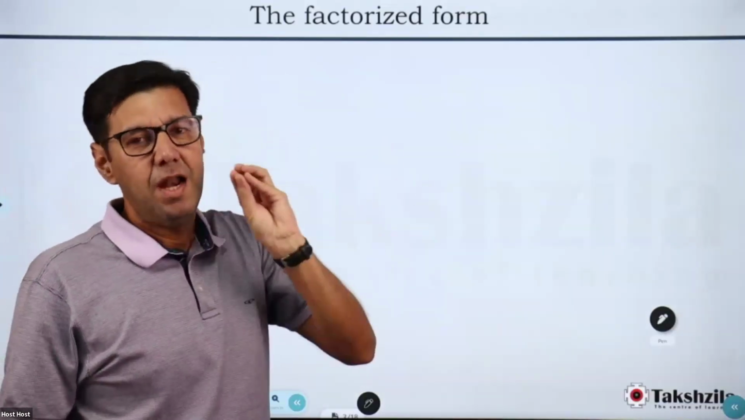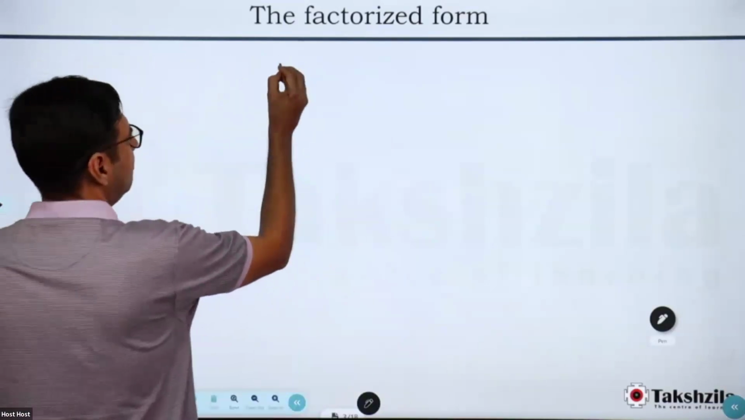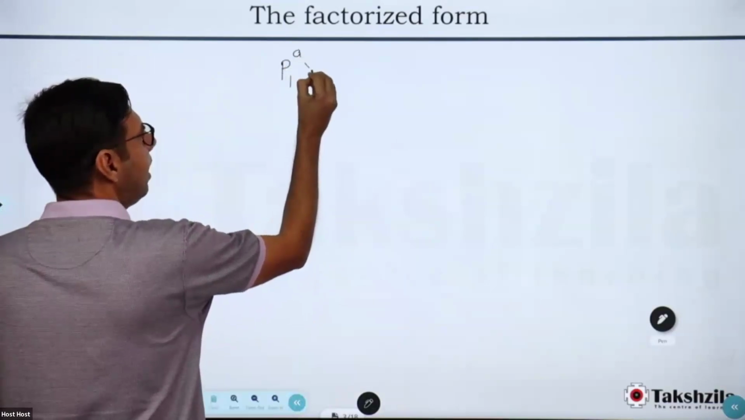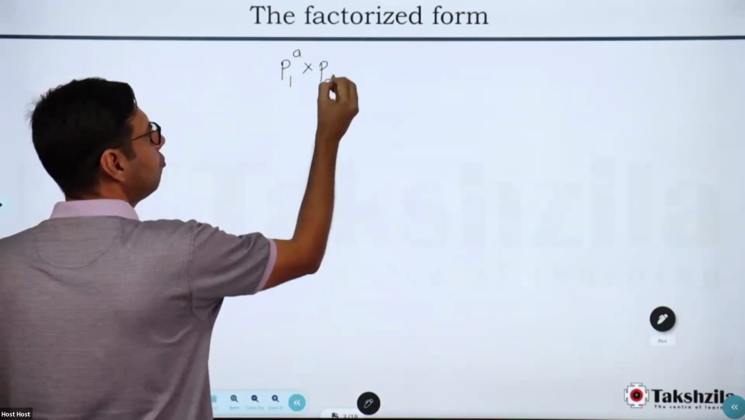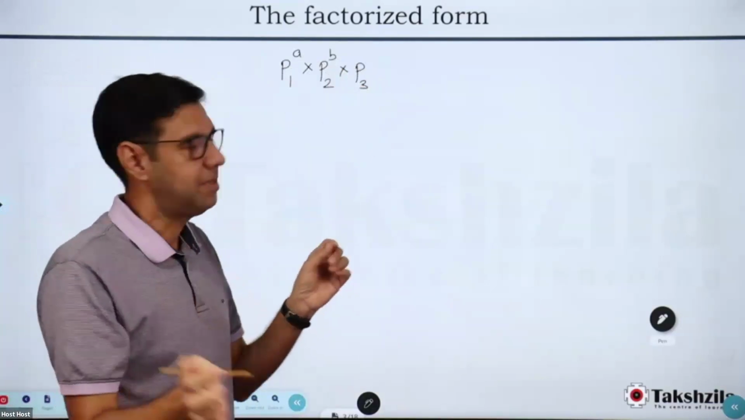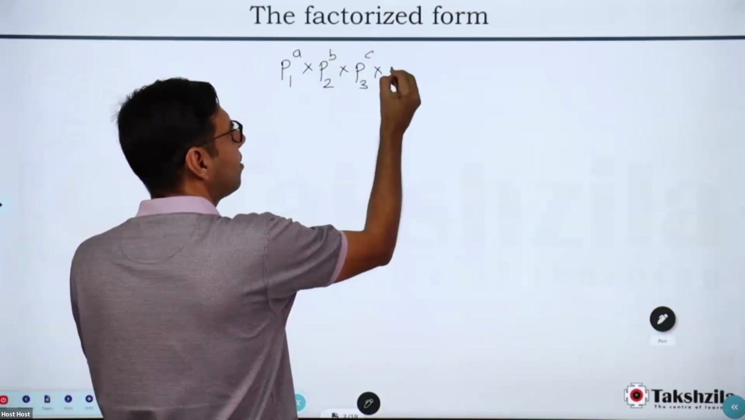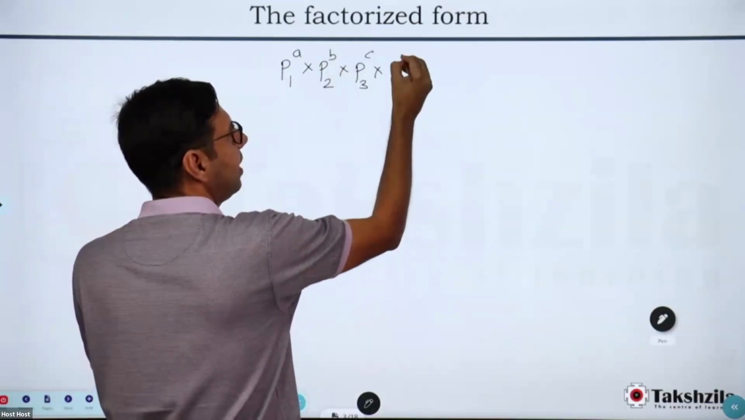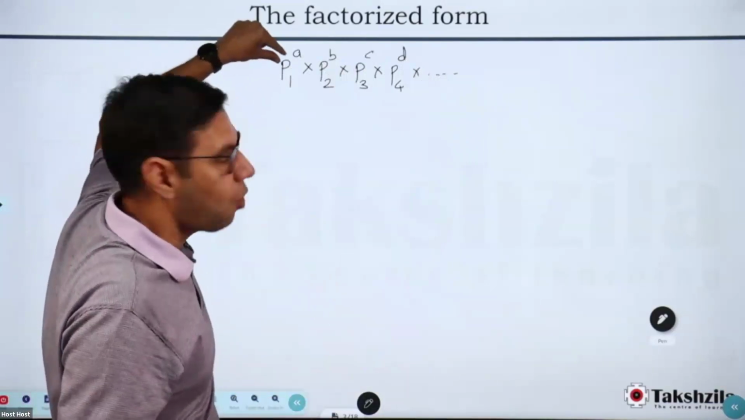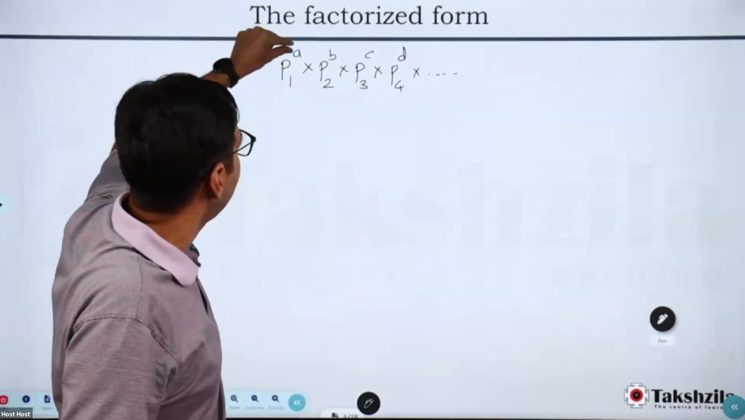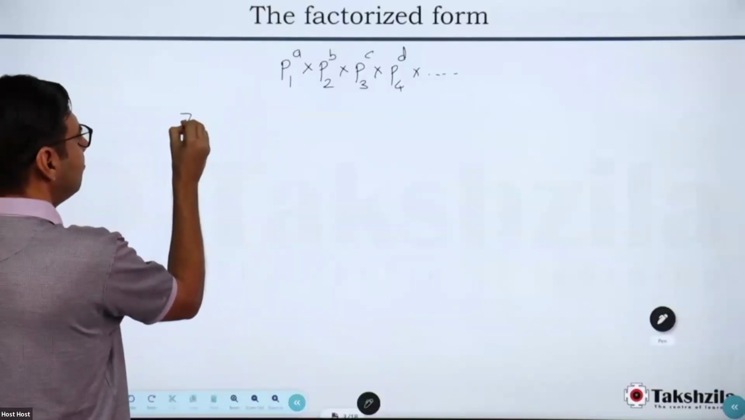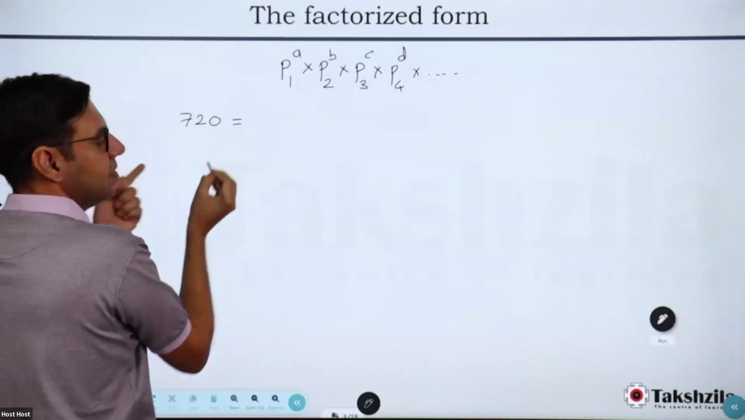Factorized form. Now the textbook definition is very easy, students. Break the number into primes, and collect all like primes together. What is this, collect all like primes? Collect means all the P1s, you collect them and write them as P1 raised to A. So for example, if I have the number 720, right?